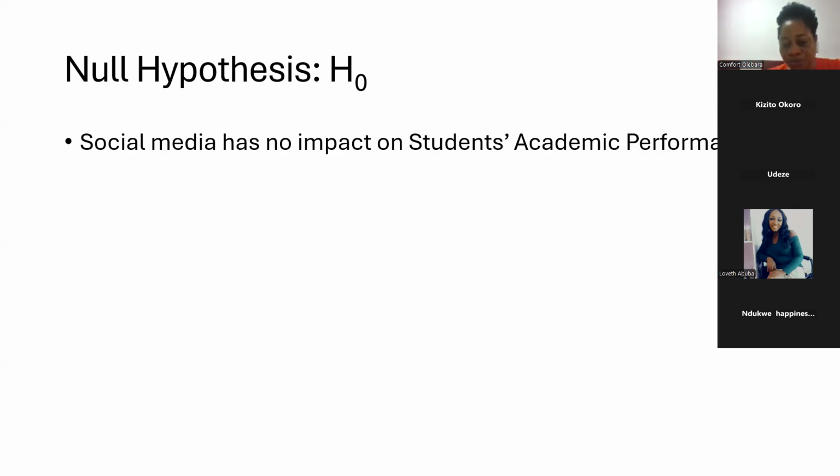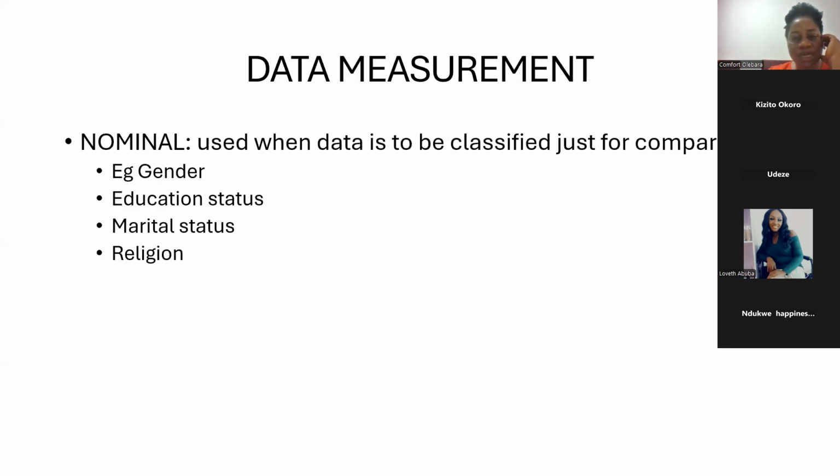Okay, so let's continue. We've talked about null and alternative. Now let's go to data measurement. Basically we have four. When you're creating questions, these are the categories you can drop your questions on. So when you're analyzing also, you have to identify the categories your data collection questions are coming from.